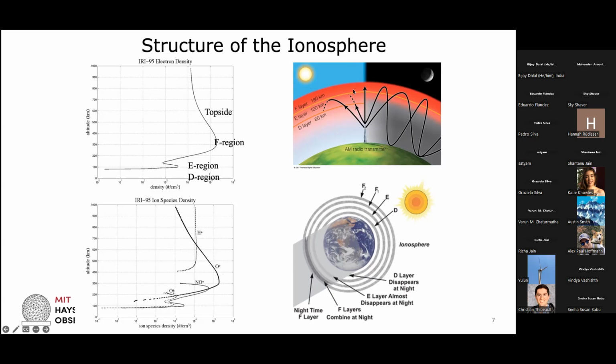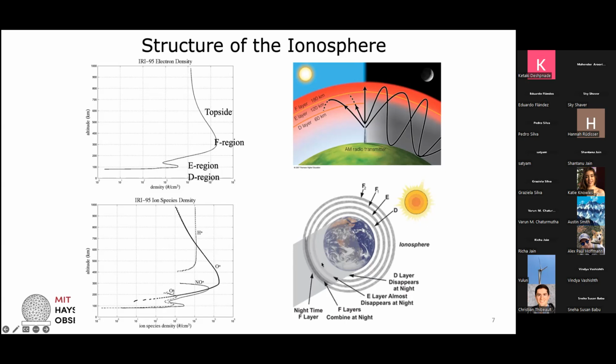So again, as you can see here, we have the D layer, E layer, F layer, and here's an AM radio transmitter, and it's just showing you some of the propagation effects that you're going to see. And we're going to talk about that later. This is just an introduction. And this bottom graph right here, I think, gives you a good sense.